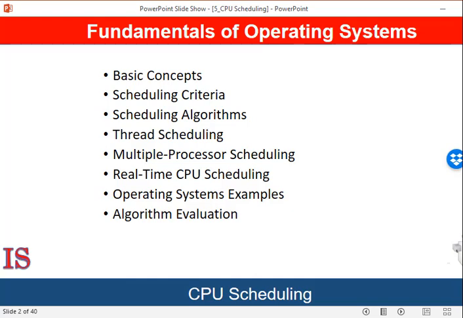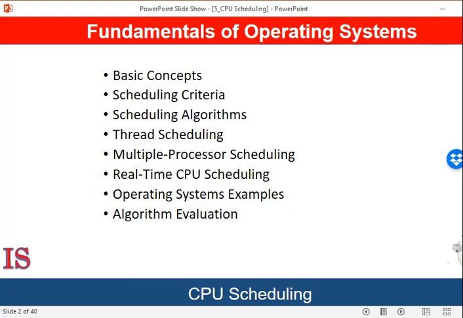In a system with a single CPU core, only one process can run at a time. Now, we've talked about that a number of times. Other processes must wait until the CPU's core is free and can be rescheduled. The idea is relatively simple. A process is executed until it must wait, typically for the completion of some input-output request.